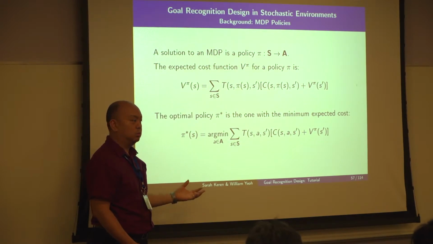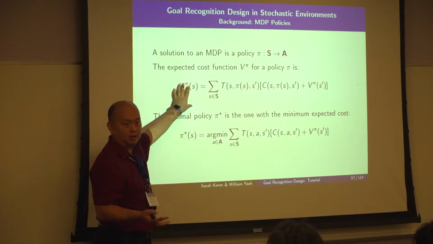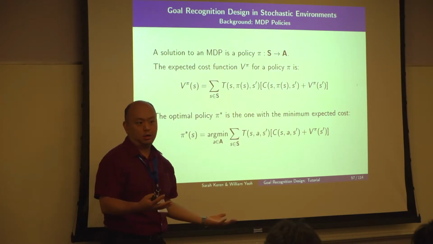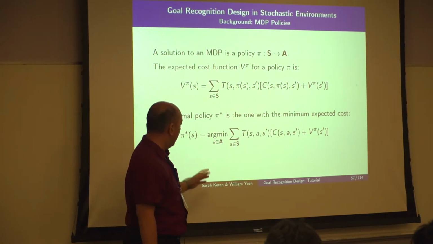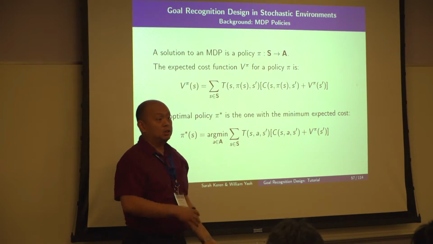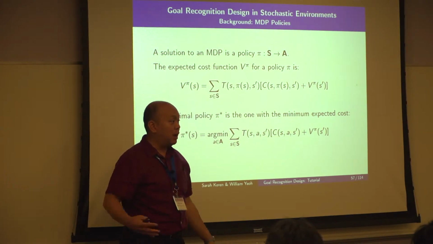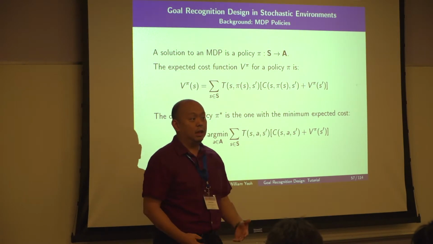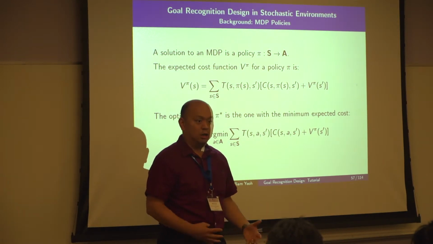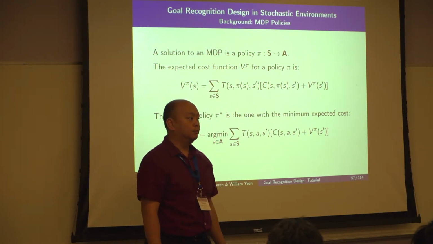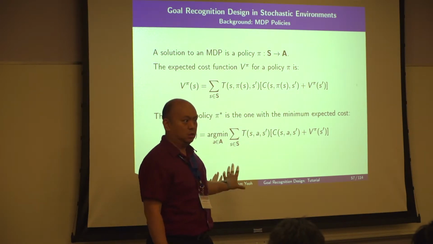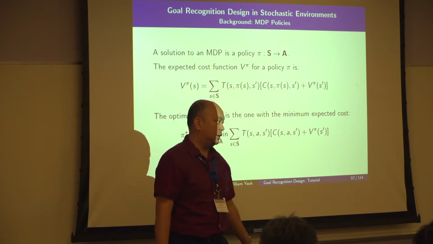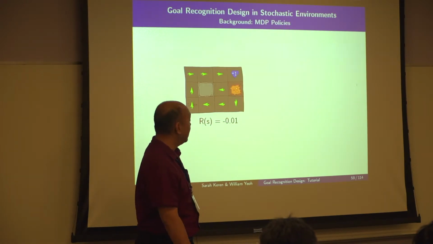This is just defining the value of the policy. And usually in MDPs you want to find the best policy or one optimal policy, and this is one way to do it. Similar to the deterministic environment where there might be multiple optimal solutions, here there might be multiple optimal policies, all equally good, and this will just return one of them. So this is like the A star variant for stochastic environments. Any other questions?